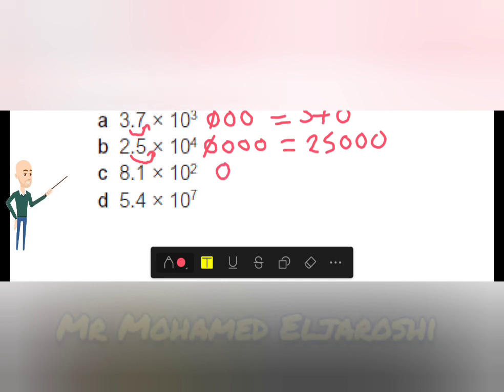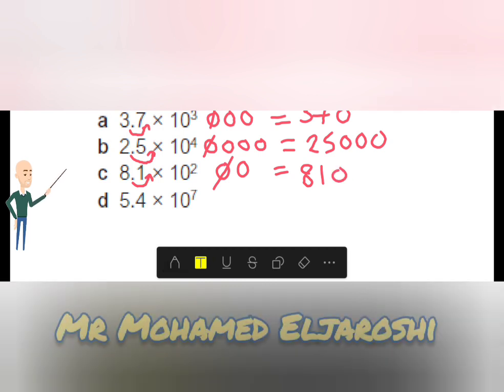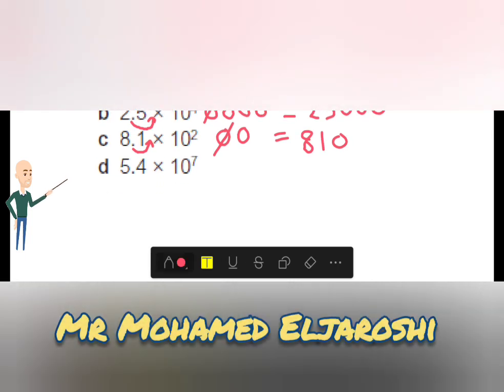Now the next one, C, same idea. We have 2 zeros here. And then we want to move the decimal point here. So we remove one of the zeros. So we write 8, 1 with what we left out of the zeros. Good. And then the last one, which is D, same idea.